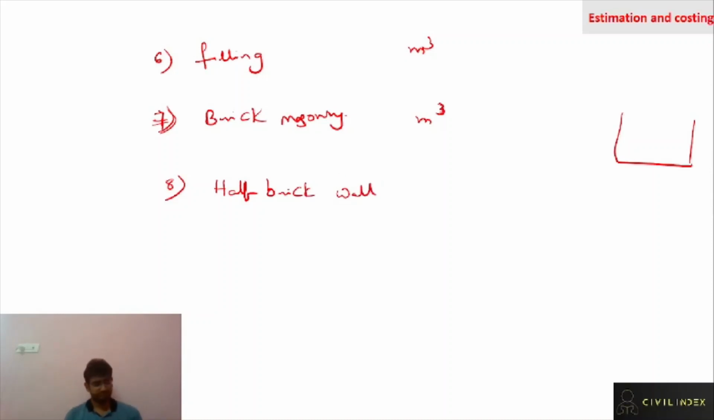When I say half brick wall, what is specified there? Thickness of the wall is specified.